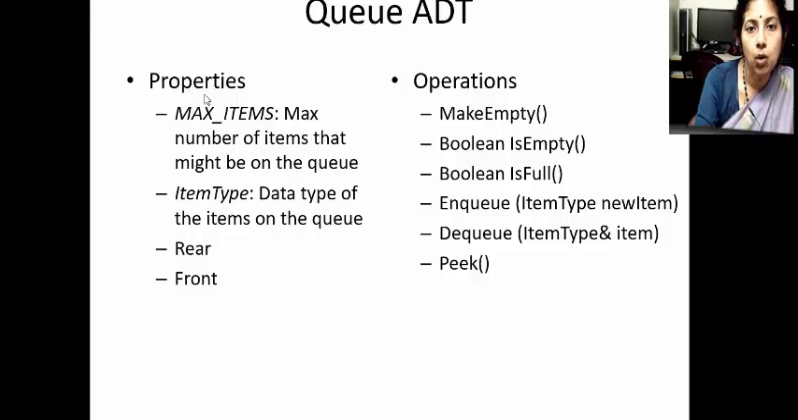And then coming to the properties, max items will give you the size of the queue, that is, the maximum number of items that might be stored on the queue. And then this is the item type, that is, what type of data you are going to store on the queue, that you have to mention. And then two pointers point to the rear end and the front end of the queue. The rear end is pointed to by the rear pointer and the front end is pointed to by the front pointer.